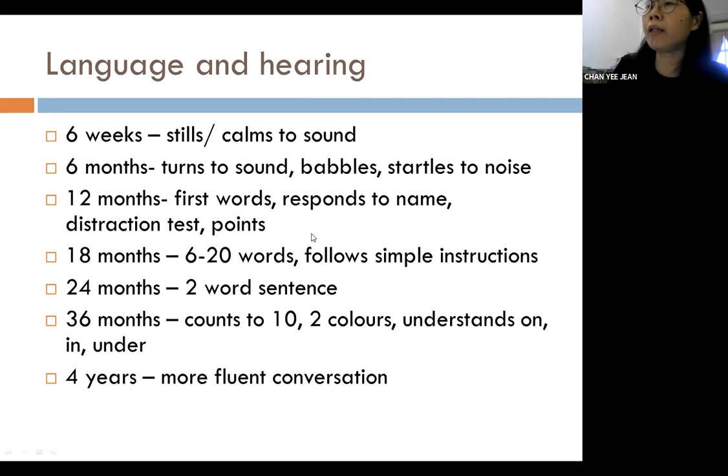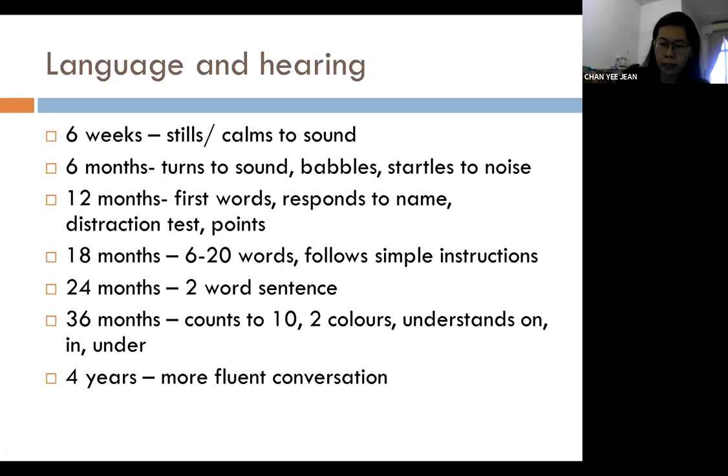Okay. 18 months should have at least more than 5 words, about 6 to 20. Follow simple instructions: give the car to mommy. Open the book. Okay. 24 months, 2 years old, must have 2-word sentences. 36 months counts to 10, knows 2 colors, understands on, in, and under. 4 years, more fluent conversation. So basically, this one also I learned by progression.